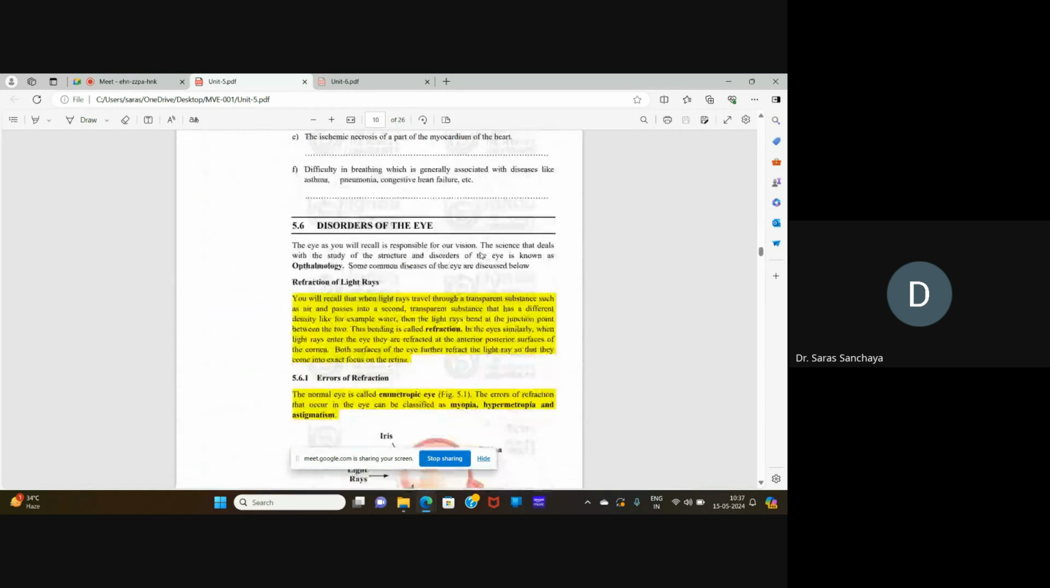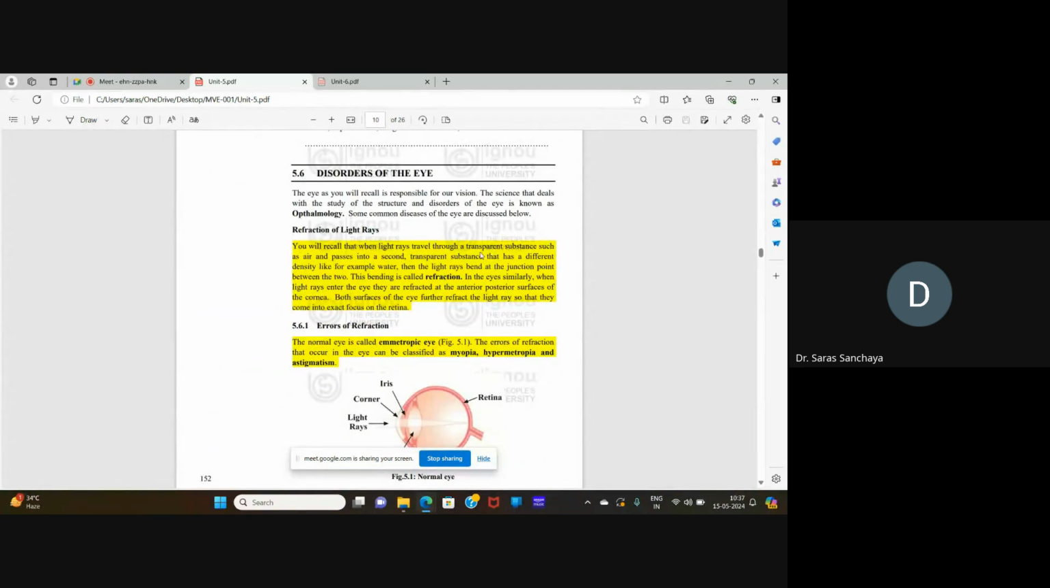Then we come to disorders of eye or ophthalmology. Refraction of light rays. You will recall that when light rays travel through a transparent substance such as air and pass into a second transparent substance that has a different density, for example water, then the light rays bend at the junction point between the two. This bending is called refraction. So it is a physics concept that is called refraction.